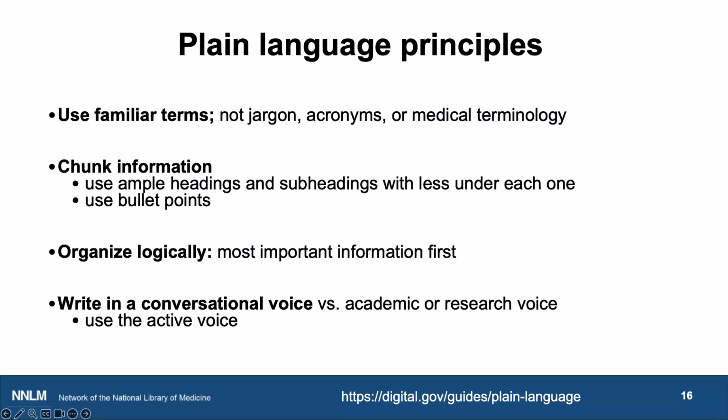Organize logically: put your most important material first and organize material in order of importance to the audience. Start by stating your purpose and your bottom line, and then include background information towards the end of whatever you're trying to share. And then write in a conversational voice versus academic or research voice. I know a lot of folks struggle with this one, myself included, but we really want to make sure we're engaging the reader. One way to do this is to use the active versus the passive voice. Active voice makes it clear who is supposed to do what action and when. It eliminates ambiguity about responsibilities, and not "it must be done," but "you must do it."